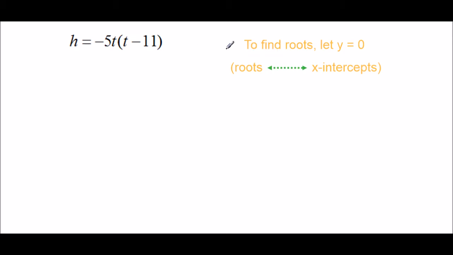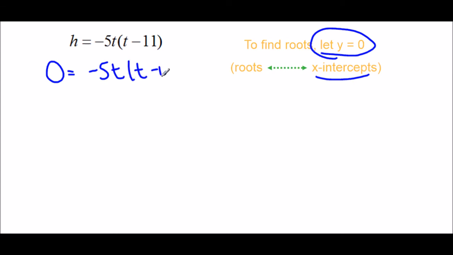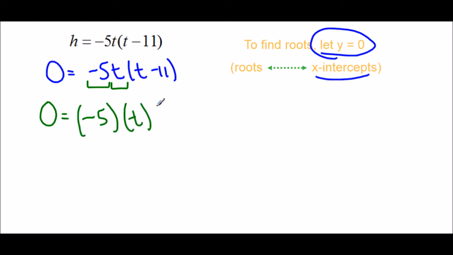In order to find the roots of a quadratic, or of any relation really, we're going to let y equal 0. Don't forget, the roots are another word for the x-intercepts, and the x-intercepts are where y equals 0. So I sub 0 in for h, and then I solve. Because it's factored, there isn't a lot of algebra I have to do here. It's more like understanding the concept. What I have written here, and I'm going to write it slightly differently, is three things multiplied together: negative 5 multiplied with t multiplied with this bracket that says t minus 11.